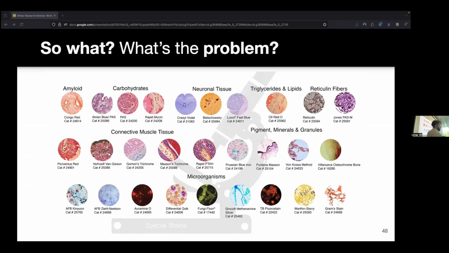These are the different types of special inks or stains. Amyloid is a protein that's very prevalent in the brain for neurodegenerative diseases. There's different ones for muscular degenerative diseases and things like that. So for a single piece of tissue, you can only choose one of these.